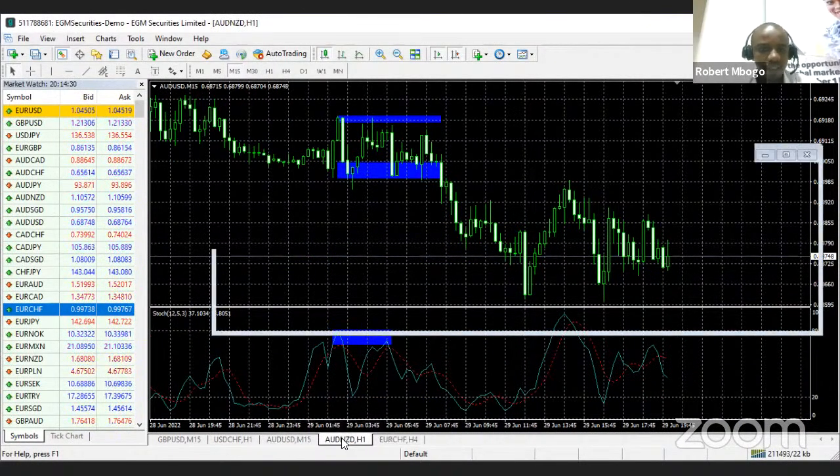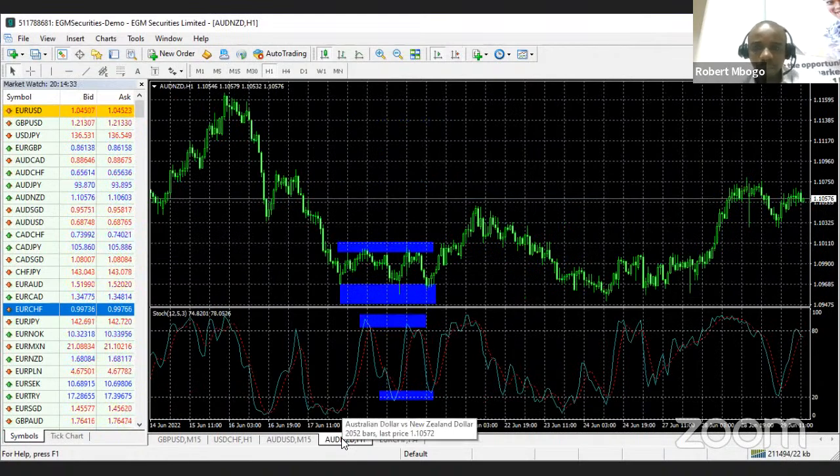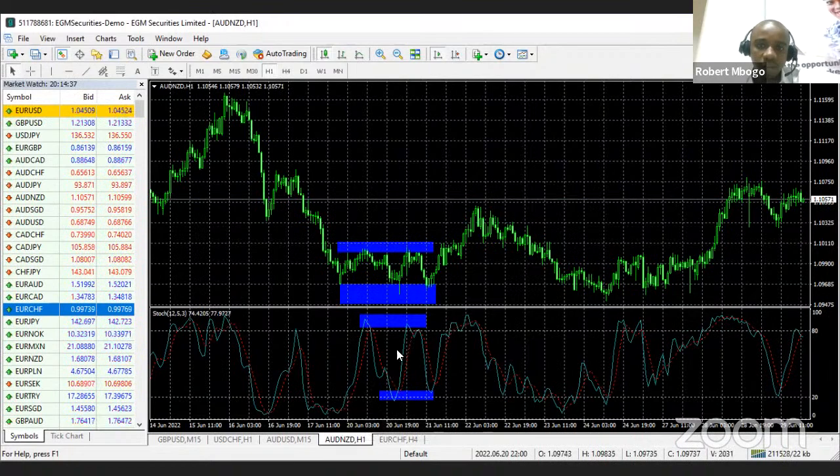Let's look at the crosses. Most of these ranges happen, especially when you're trading most of the crosses. So if you look at AUD NZD, you'll see levels of support and resistance. This is on H1. You can look at the candlestick formations. In one way or the other, they are drawing wicks, and this is where you should be able to look at candlestick patterns that are forming at these levels.